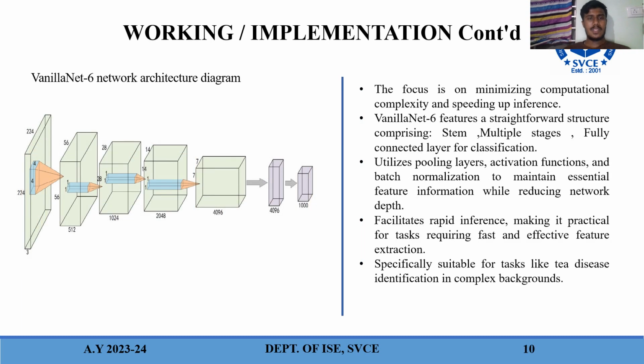So this is the architecture diagram of the VanillaNet-6 network. Here we have 6 layers. Specifically, this architecture is suitable for tasks like tea disease identification in complex backgrounds.